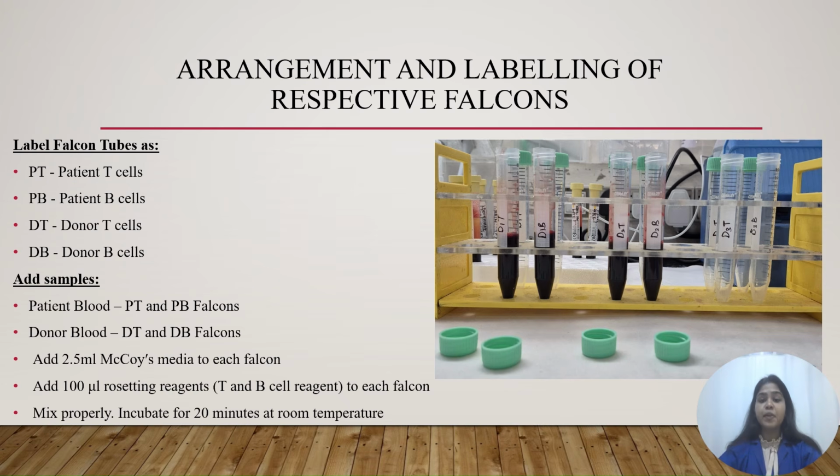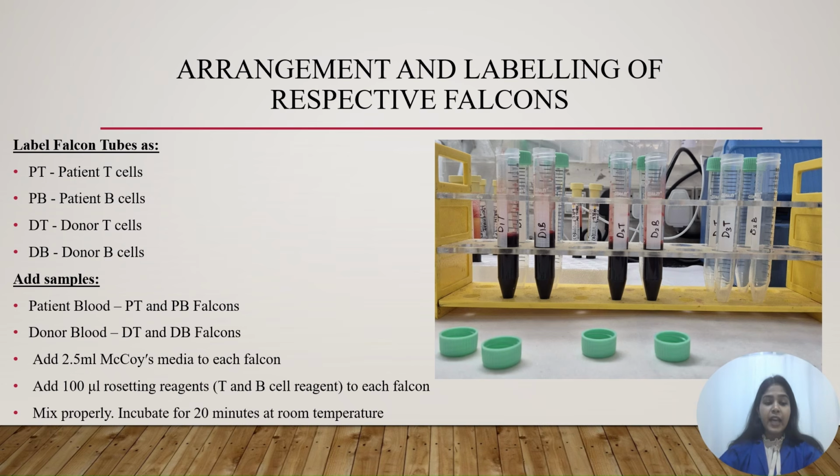Let's start with the arrangement and labeling of the respective falcons. We will label the falcon tubes as PT for the patient T cells, PB for the patient B cells, DT for the donor T cells, and DB for the donor B cells.